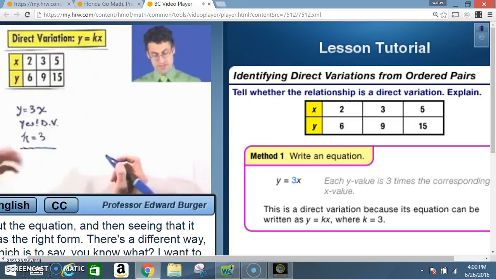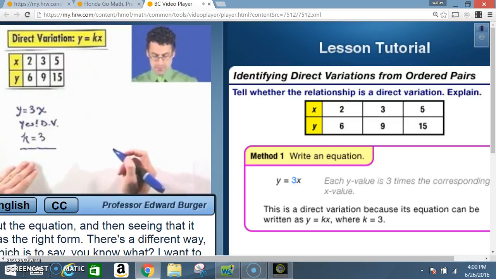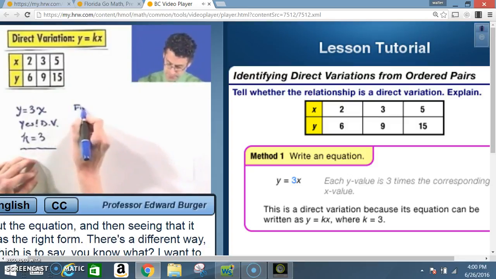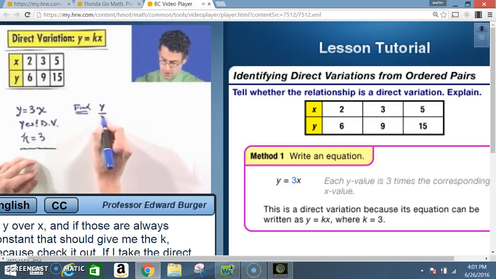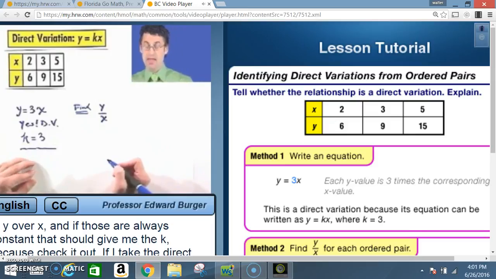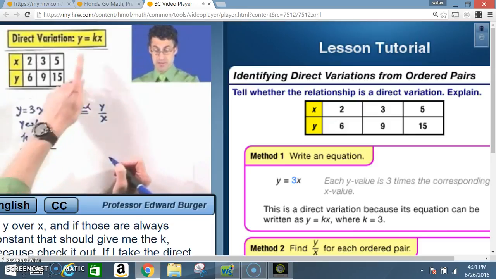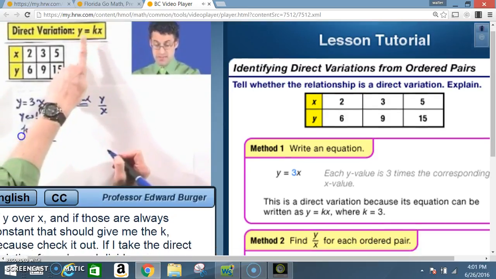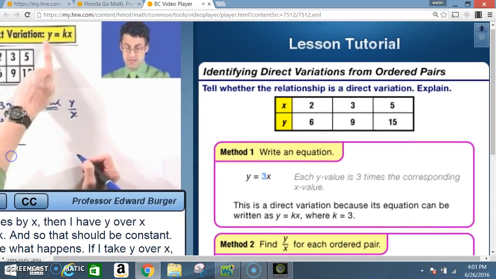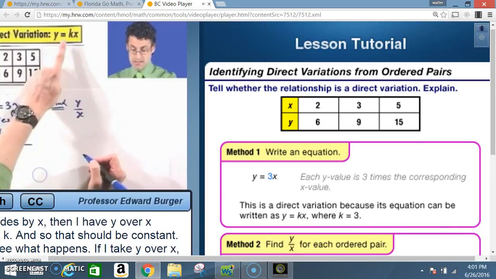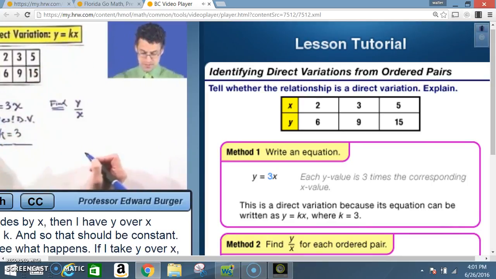So that's one way of doing it, actually writing out the equation, and then seeing that it has the right form. There's a different way, which is to say, you know what? I want to find the ratios y over x. And if those are always constant, that should give me the k. Because check it out. If I take the direct variation formula and divide both sides by x, then I have y over x equals k. And so that should be constant. So let's see what happens.